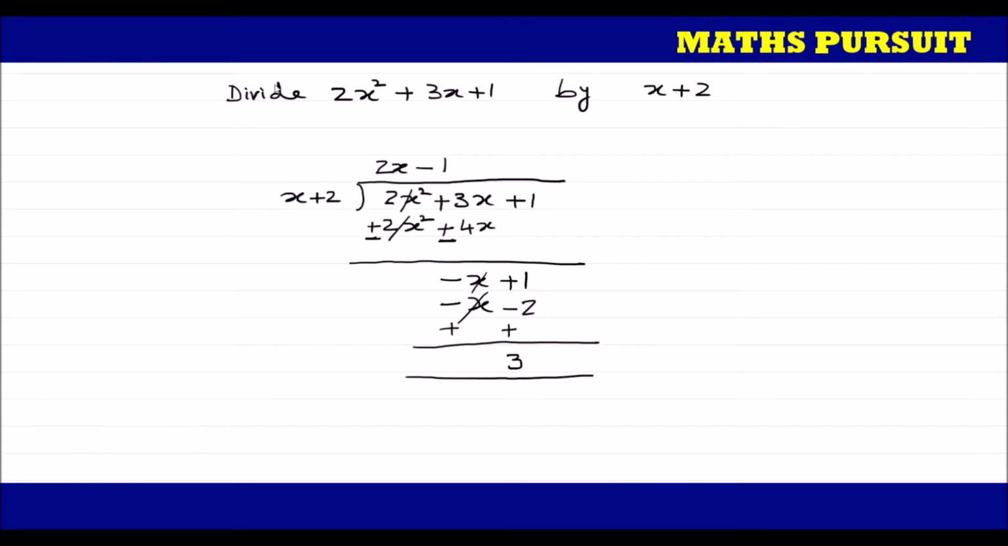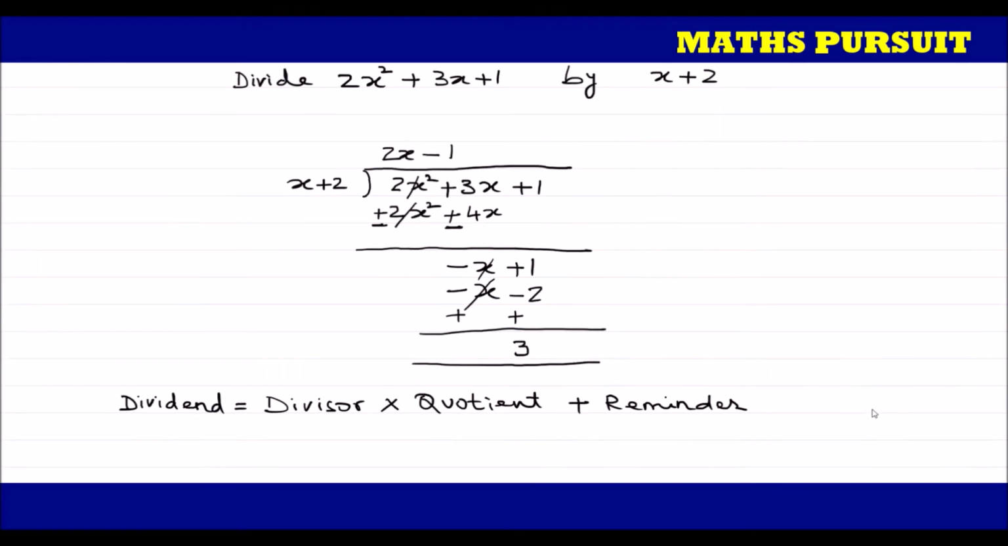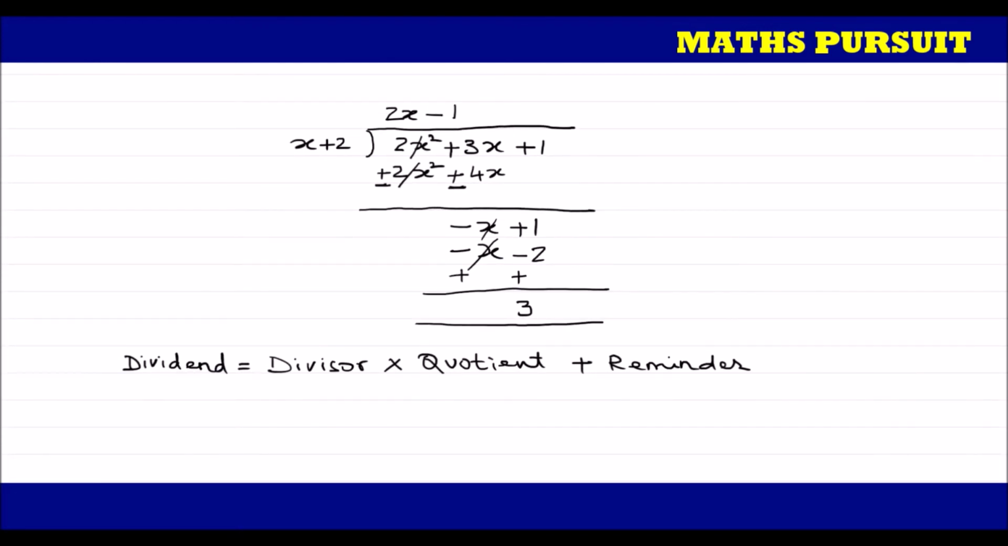And what did we get? Let me put down those things like this. We know that dividend is equal to divisor into quotient plus remainder. Guys, this is one of the most important formulas I can say. Please try to remember this. Dividend is equal to divisor into quotient plus remainder.